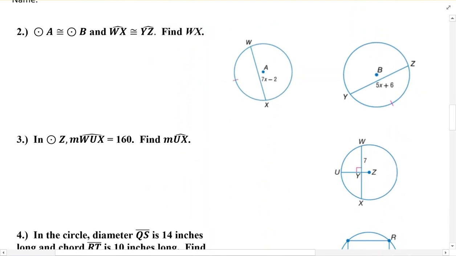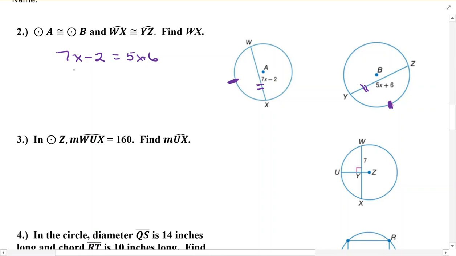In the next picture, we're told that the two circles are congruent. Both A and B are congruent. We know that the chords here are congruent. So that means that we know that the arcs are congruent. So since the arcs are congruent, the chords have to be congruent. To solve for WX, we would set the two chords congruent to each other. 7x minus 2 equals 5x plus 6.